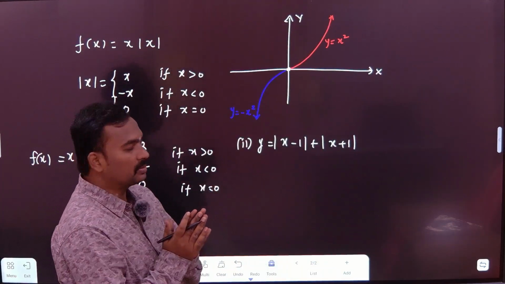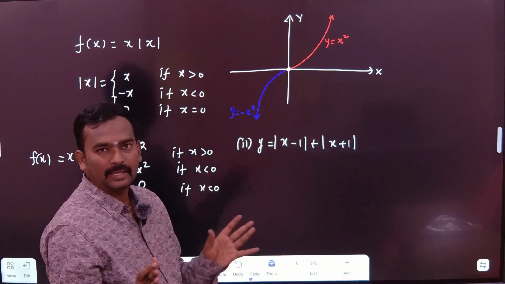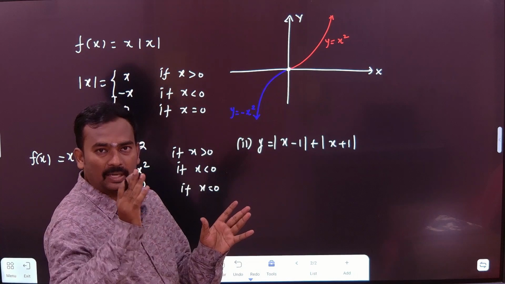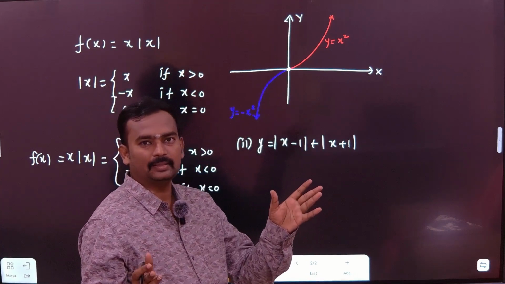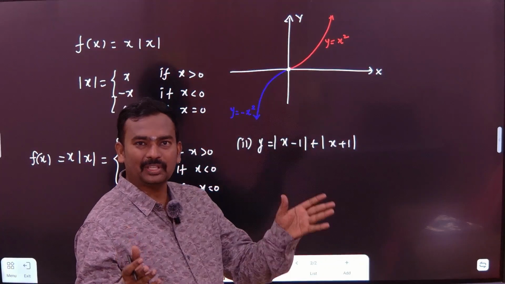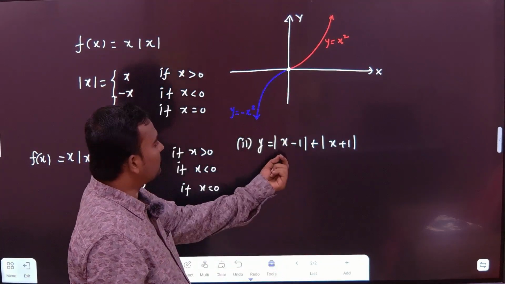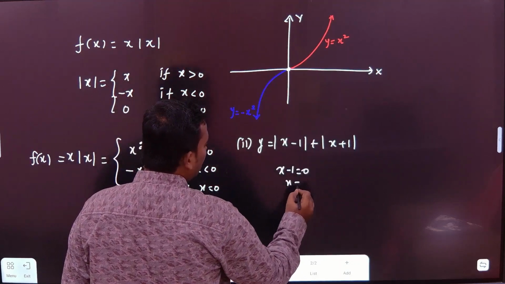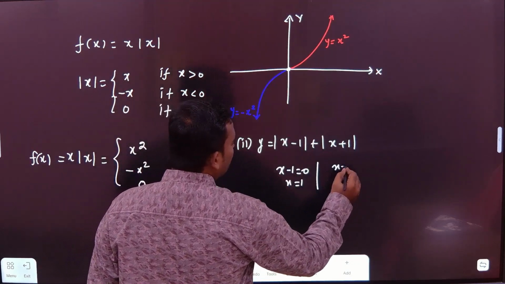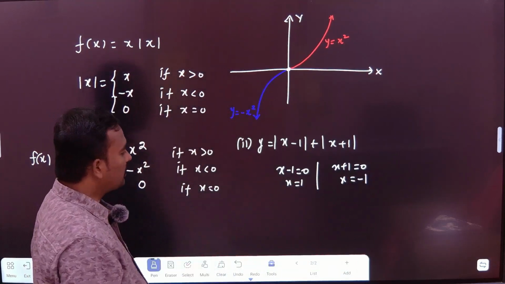What you can do with these kinds of questions is very simple: you just have to find the breaking point. You know the mod x definition: when x is positive, x; when x is negative, minus x; when x equal to 0, 0. That means the breaking point is 0. The same way, for mod x minus 1, the breaking point is x minus 1 equal to 0, x equal to 1. And for x plus 1 equal to 0, x equal to minus 1. These two points are breaking points.